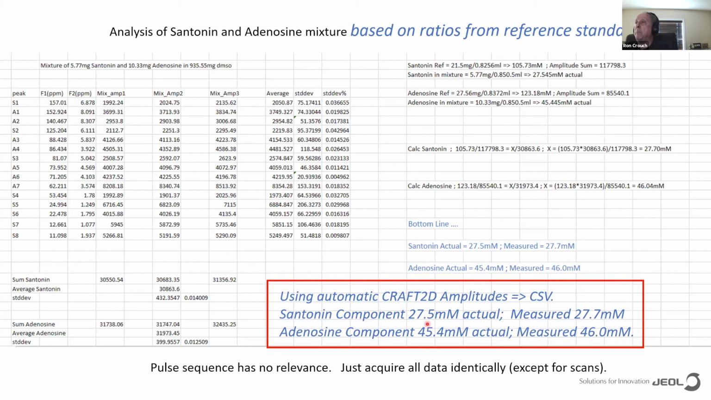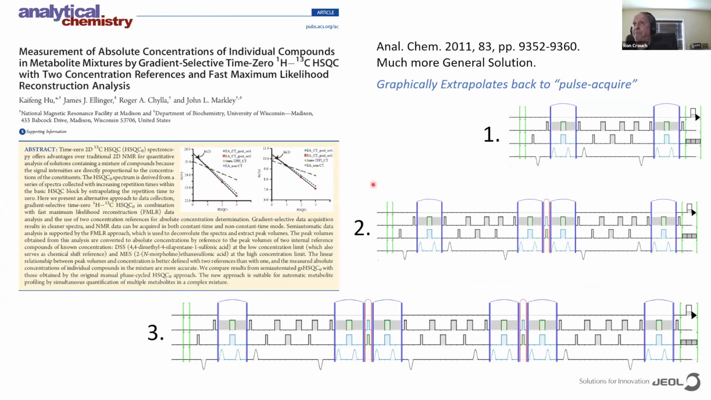The santonin component's actual concentration was 27.5. Measured is 27.7, and the adenosine was 45.4, measured was 46. So I think I convinced myself that 2D qNMR does work. Now, there's a much more general approach to this that's worth mentioning.